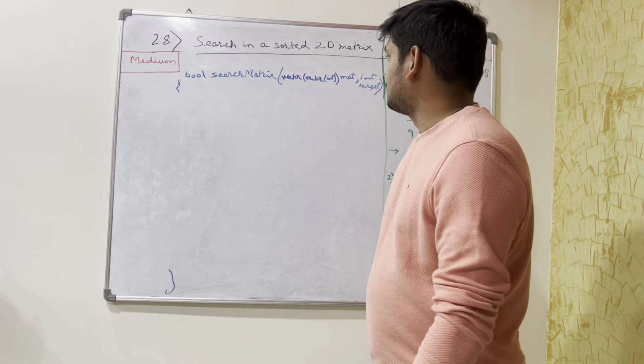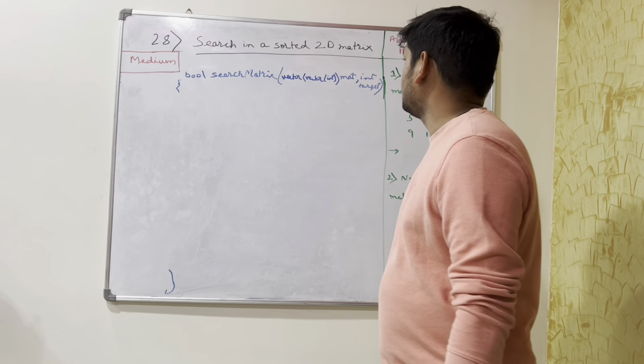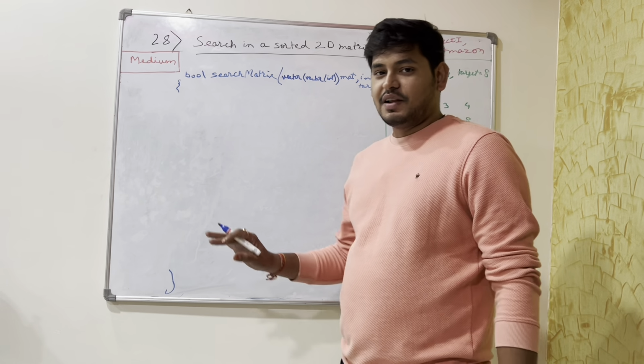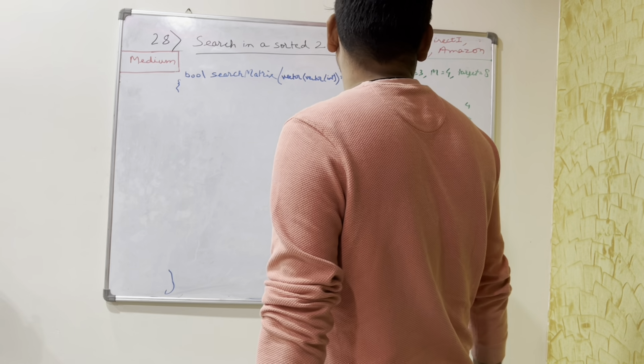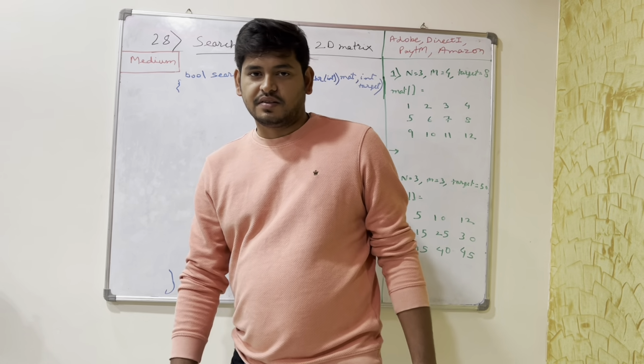Today we are going to solve the 28th question of the problem solving series, which is based on arrays. The question is search in a 2D sorted matrix. The difficulty level for this question is medium, and this question has been asked in Adobe, DirectI, Paytm, Amazon, and a lot of other companies.